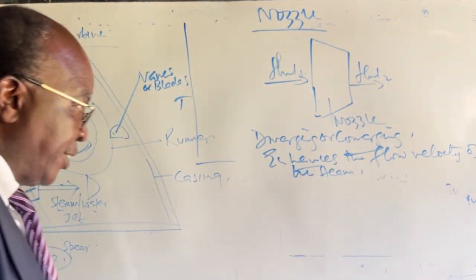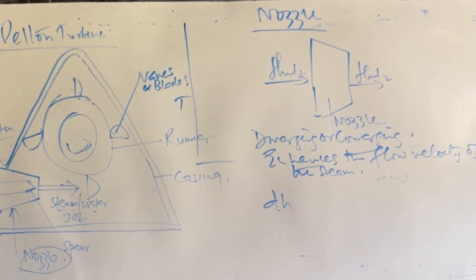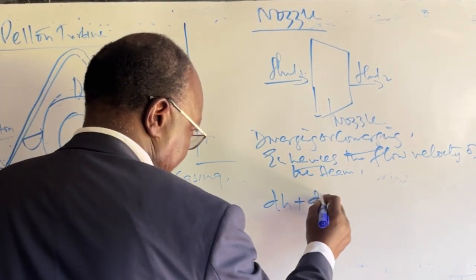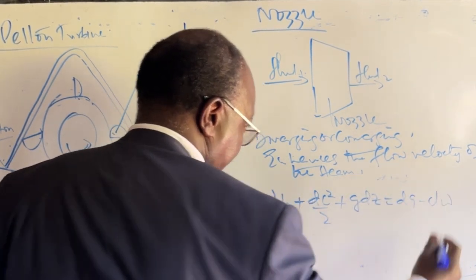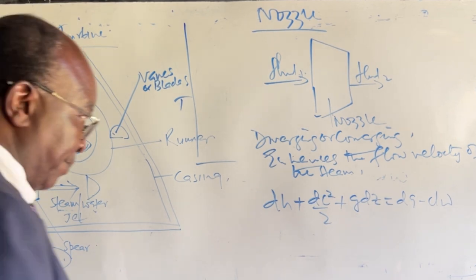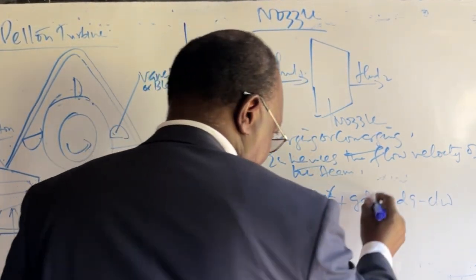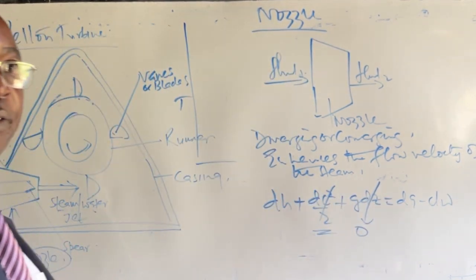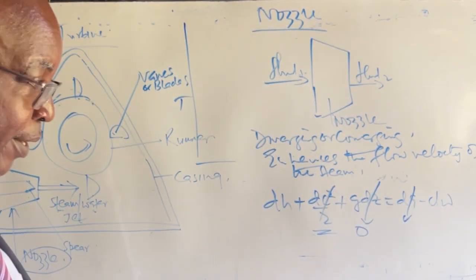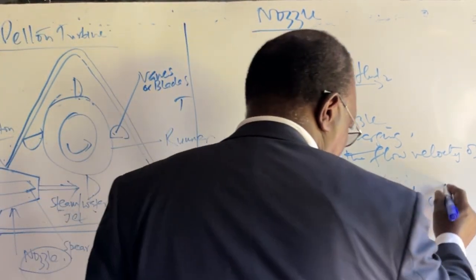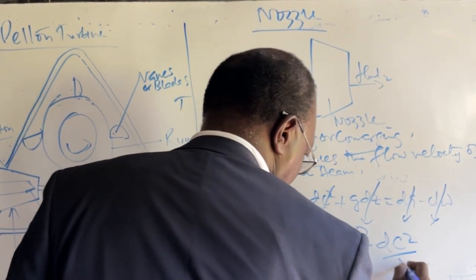Again, when you go to the first law, we say that dH plus dc squared over 2 plus g dz equals dq minus dw. Remember, in the nozzle, there's no work done, but the velocity is affected. The potential energy is 0, there's no change in the datum level. It's adiabatic, because you're dealing with isentropic processes, and there's no work done. So dH is equal to minus dc squared over 2.